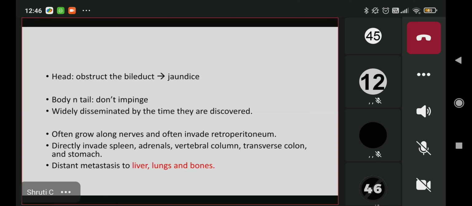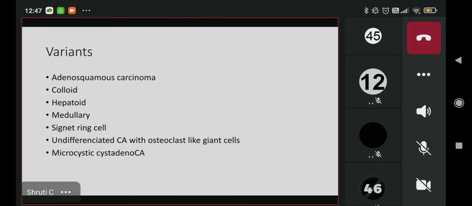Okay, so the histological variants are mentioned in your Robbins, so you should be aware of these variants of ductal adenocarcinoma. Usually it is adenocarcinoma, the glandular type, but there may be some squamous component as well along with the glandular component, and it is known as adenosquamous carcinoma. Other variants are colloid variant, hepatoid variant, when it shows morphology somewhat similar to liver, medullary, signet ring cells, undifferentiated carcinoma with osteoclast-like giant cells, and microcystic carcinoma. Don't have to go into detail, but you should be aware of these variants.